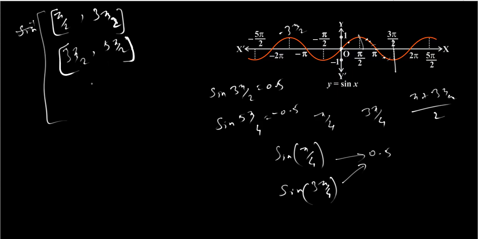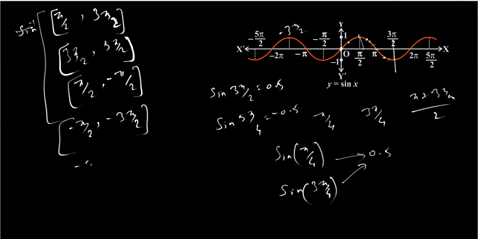and if we come to the negative side, from pi by 2 to minus pi by 2, minus pi by 2 to minus 3 pi by 2, minus 3 pi by 2 to minus 5 pi by 2. So in all these regions the inverse exists.